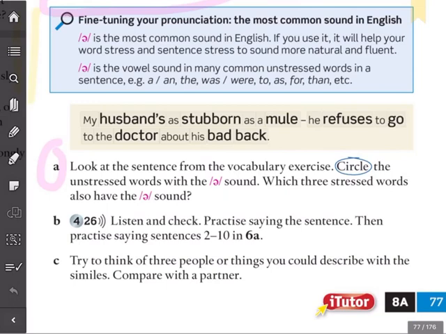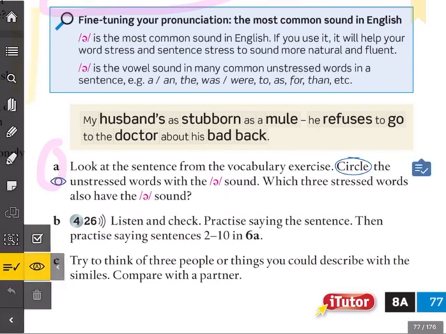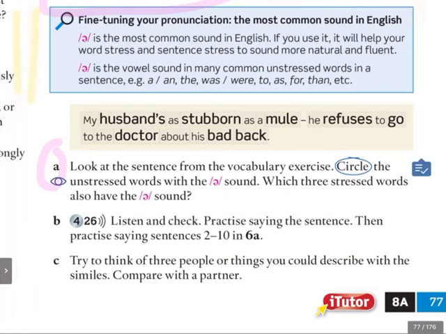Now, remember, 2 things we learned. The schwa is the most common sound in English, no? And it always occurs in unstressed syllables or unstressed words. Now, let's have a look. Look at the sentence. Now, circle the unstressed words with the schwa sound. And which 3 stressed words also have the schwa sound? Now, let's have a look. Have you got an answer? Take a moment, because right now we're going to take a look.